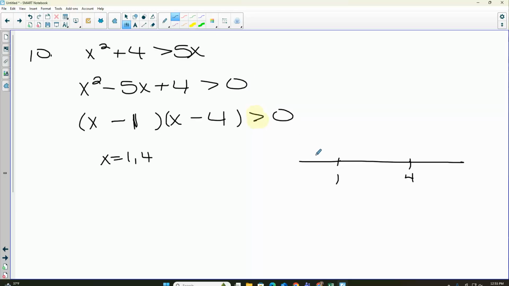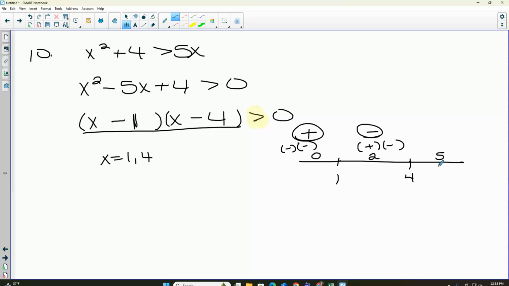So we pick test points. Smaller than 1, in between 1 and 4, bigger than 4. And we plug them in. You can put it in right here. 0 minus 1 is negative. 0 minus 4 is negative. If you multiply two negative numbers, you get a positive. If I put in 2, 2 minus 1 is positive, 2 minus 4 is negative. A positive times a negative is negative. If I put in a 5, 5 minus 1 is positive, 5 minus 4 is positive, 2 positives give a positive.